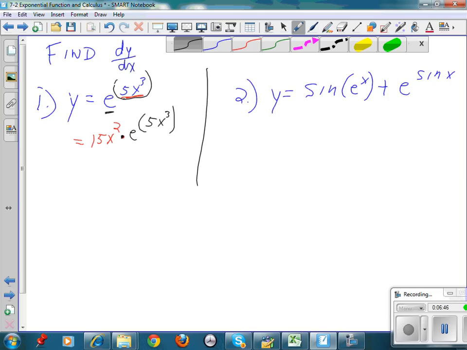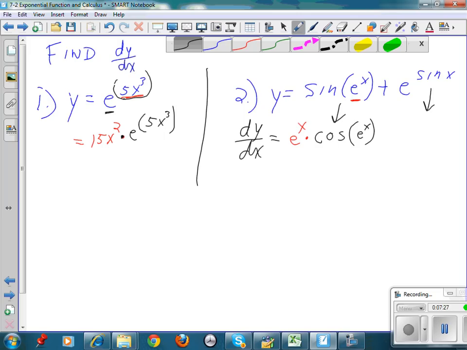Okay, the next one may be a little bit harder. How about number 2? I don't think it's really any harder. Let's see. dy/dx equals, what's the derivative of the inside, we'll do inside in red. The derivative of the inside function here is just e to the x, times the derivative of the outside function, which is going to be the cosine evaluated at the inside function. That's e to the x. That's the derivative of that part.